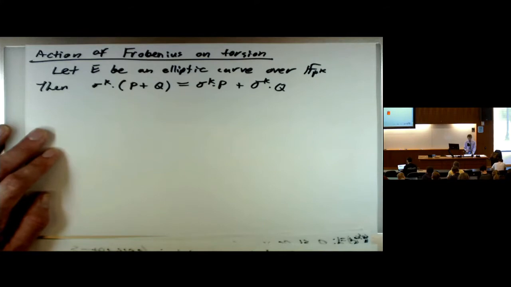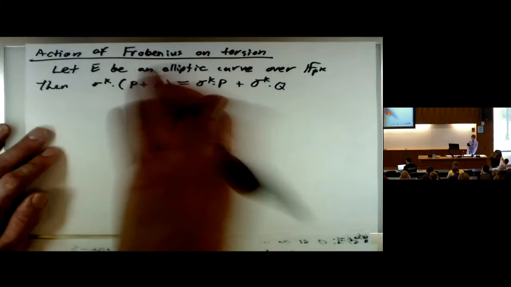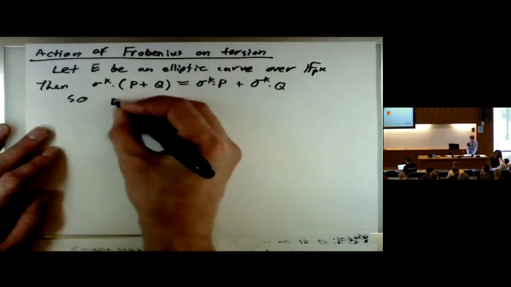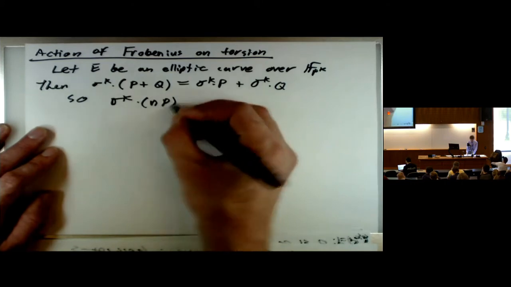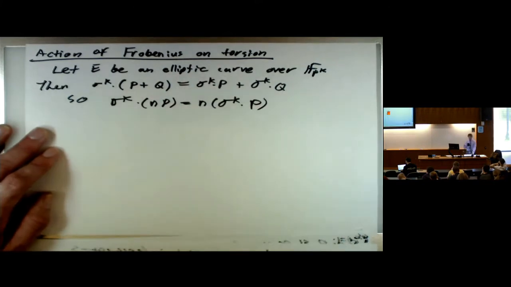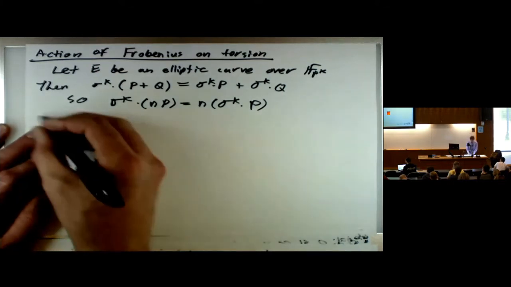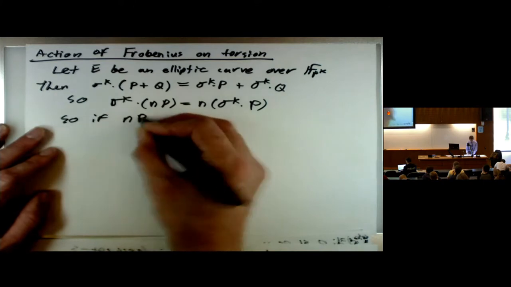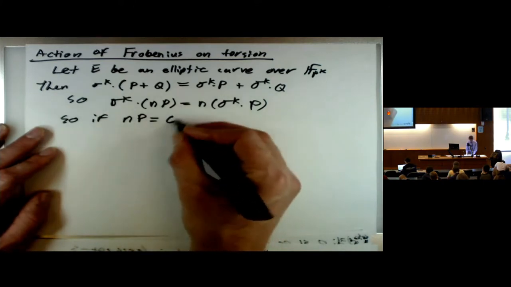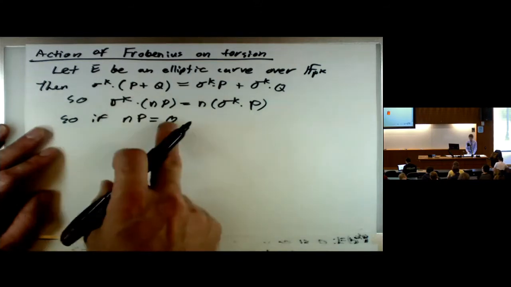Okay. And so now, if P and Q are specifically n torsion points, well, we can repeat this by induction. So P, sigma to the k. I think it's probably already clear where I'm going with this, but I'm going to write it down. If we get it commuting with addition, we get it commuting with repeated addition. And so if P is an n torsion point, then sigma^k is going to act trivially on the identity.